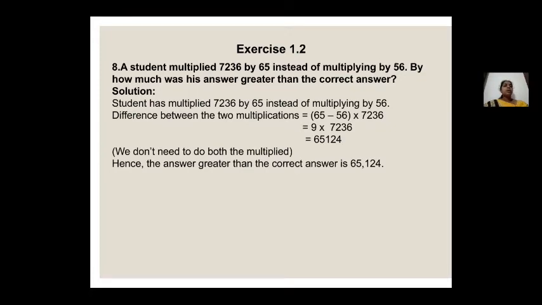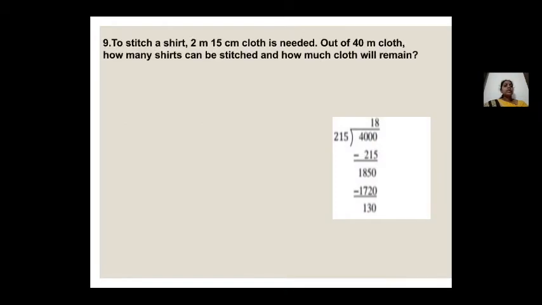What is next? To stitch a shirt, 2 meter 15 centimeter of cloth is needed. Out of 40 meter of cloth, how many shirts can be stitched and how much cloth will remain? Here, the total cloth is 40 meter. He has to stitch a shirt, and for that, cloth of 2 meter 15 centimeter is needed. So how many shirts can he stitch in that 40 meter cloth? You have to find that, and also how much cloth will remain.